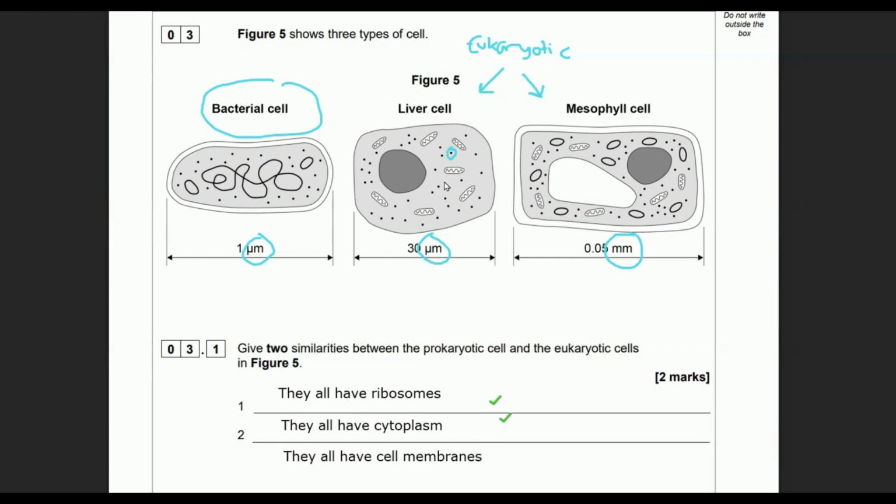Yes, they all have DNA. You can't really see that from this. The DNA is inside a nucleus in the liver and mesophyll cell, and this has DNA floating in the cytoplasm. So we could have said they all have DNA. That's also a possible answer. Right, let's zing on, folks.